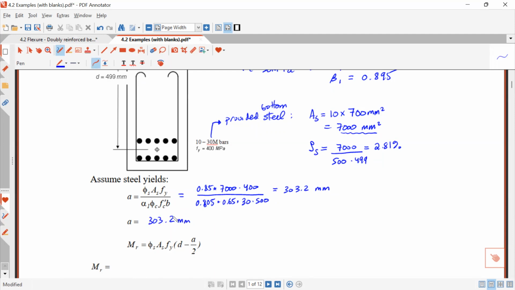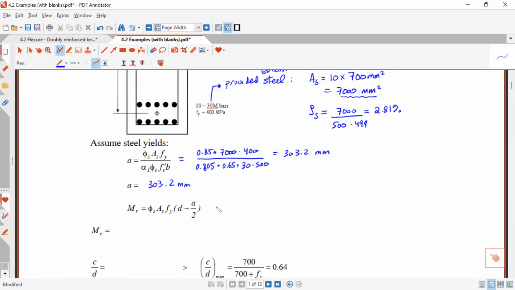Okay, so with that, I can find this MR. MR is 0.85 times 7,000 times Fy, which is 400, times d, which is 499, minus a, which is 303 over 2, times 10 to the minus 6. I end up with 826.8 kilonewton meter.